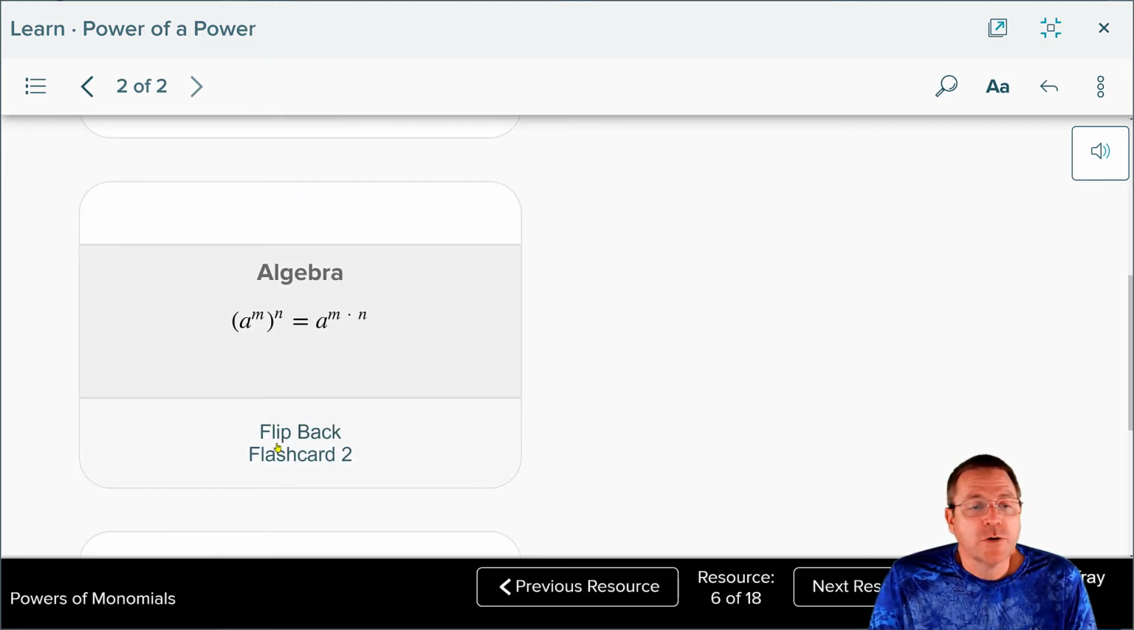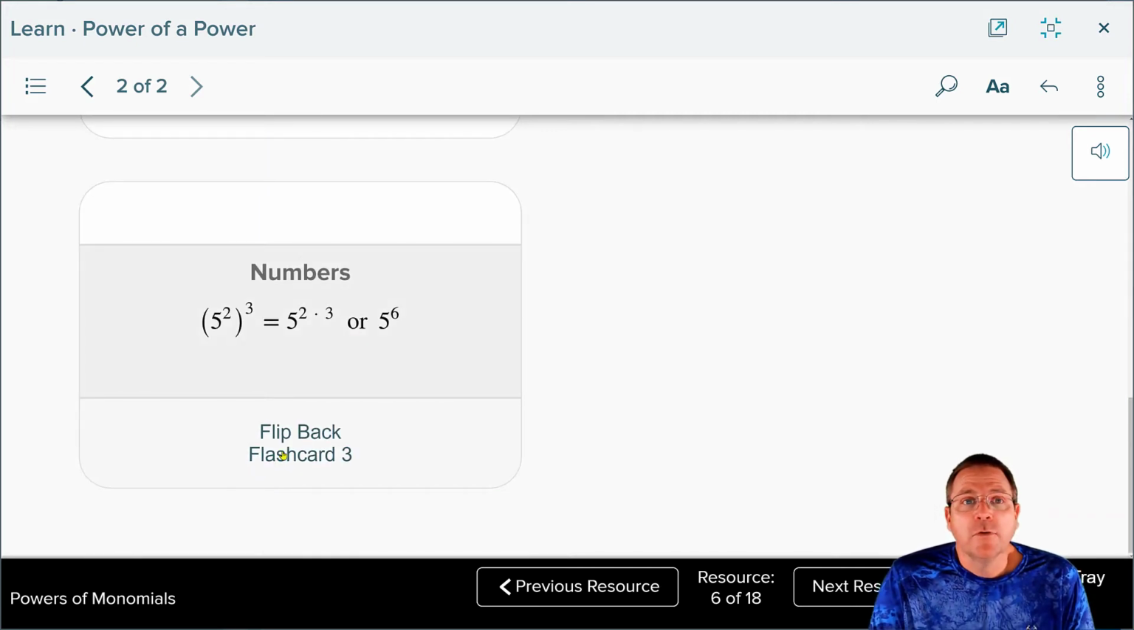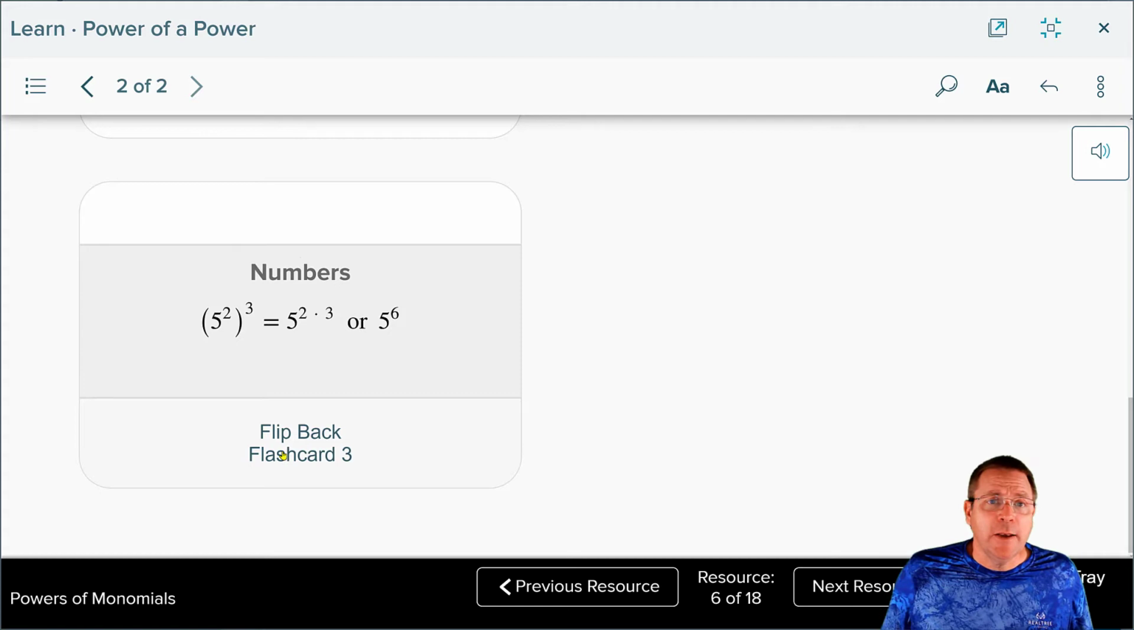If you look at it algebraically, a to the m raised to the nth power is going to be a to the m times n. And if we were to look at it with numbers, 5 squared and then cubed is the same thing as saying 5 to the 2 times 3, also known as 5 to the 6th. Easy math any way you look at it.